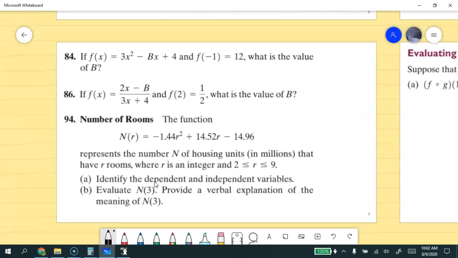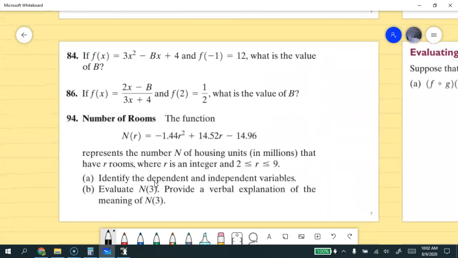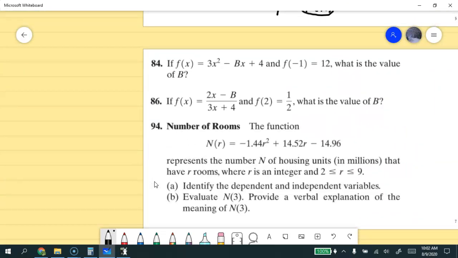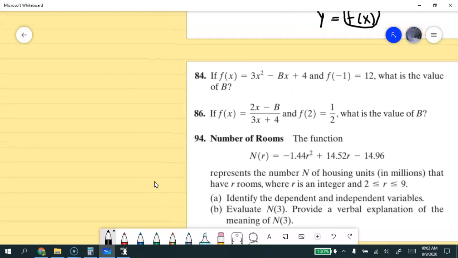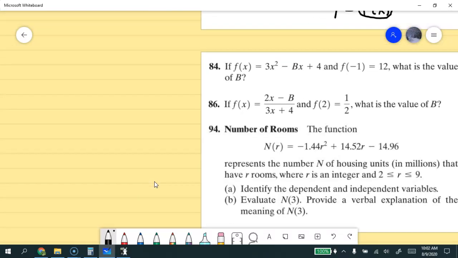All right? Finally, in number 84, we're going to take a look at what's more of a homework problem, really. It says f of x is equal to 3x squared minus bx plus 4, and f of negative 1 is equal to 12. So what is the value of b? Let's try this out. Number 84.